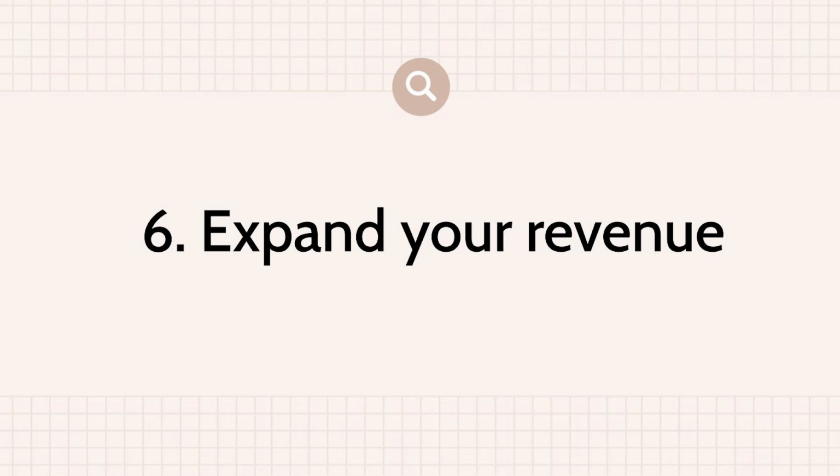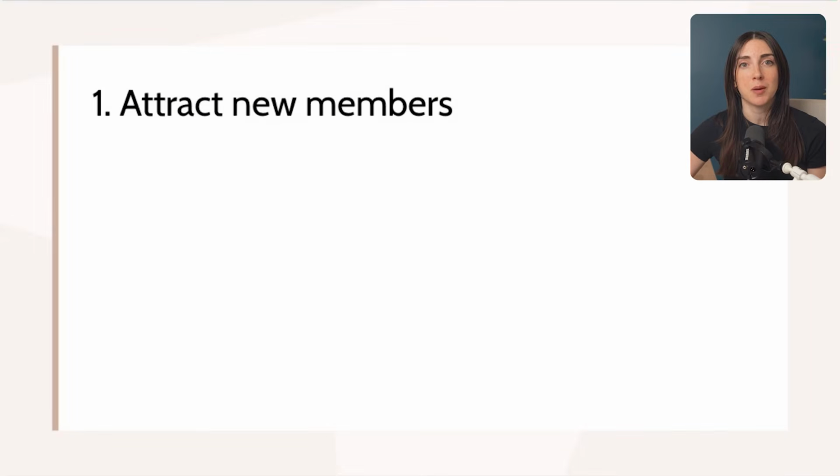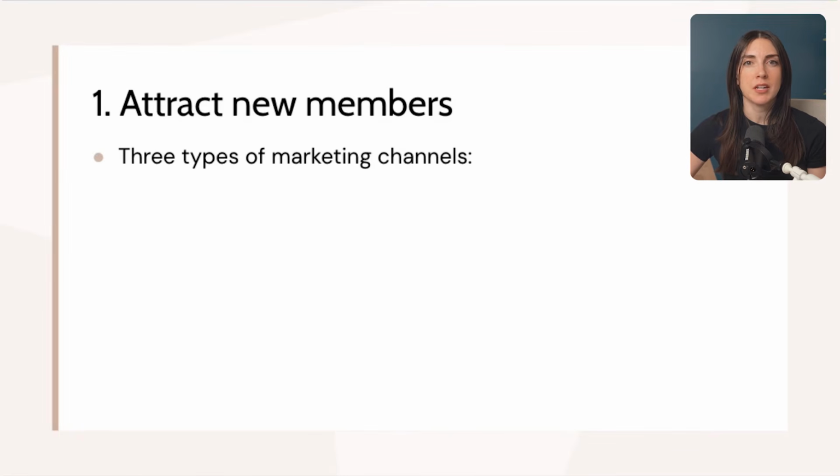That leads us to step 6, which is expand your revenue. The first way you can do that is by attracting new members. And there are 3 types of marketing channels you may have heard of. The first is organic channels like content platforms or social media.